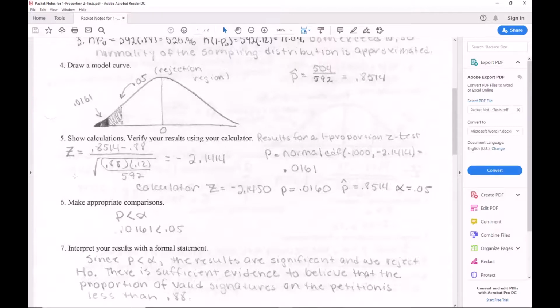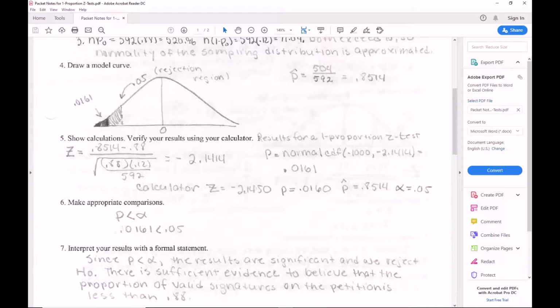All right. So the next step you do have to do, but you don't have to show the math like this. I'm just showing you where things come from. So you get a z-score. That's going to be sample estimate 0.8514 minus p naught 0.88 divided by the square root. That's your standard error of 0.88 times 0.12 over 592. That will give you a z-score in your sampling distribution of 2.1414. That's more than 2 standard deviations away from the mean. That's kind of extreme. So we'll see if it translates into a p-value that's less than alpha.